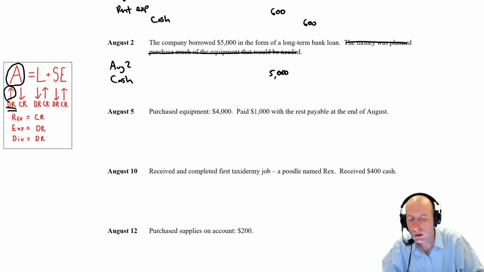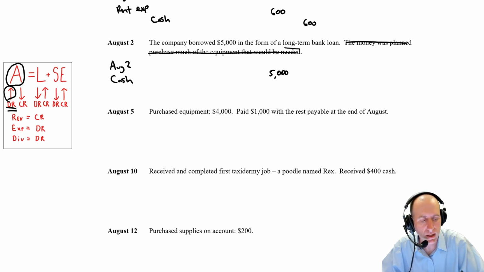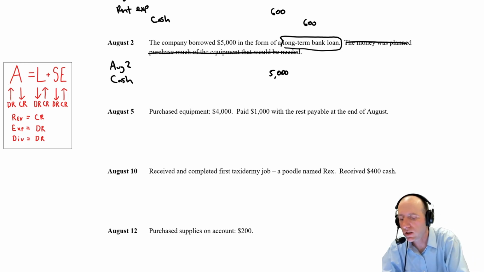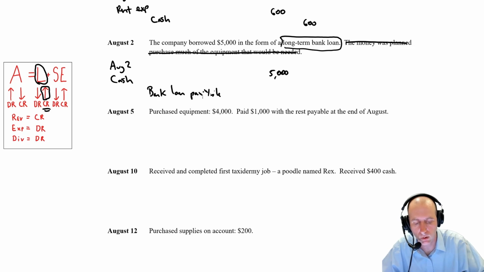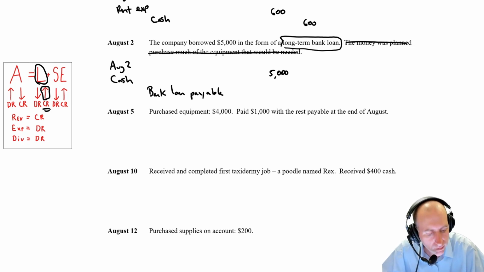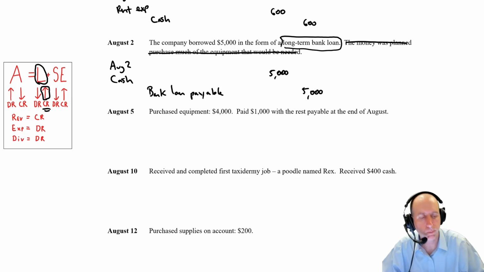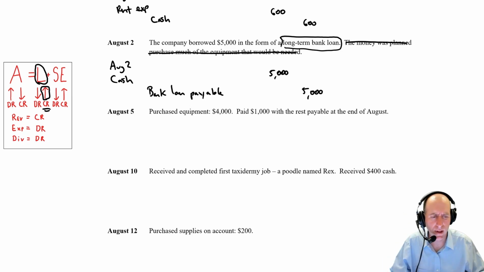The credit, well, what's the other piece of this? It's long-term bank loan, right? We have a liability here. Yesterday we had 0 bank loans. Today we have $5,000 worth of bank loans. Our liability is indeed increasing. That means we need to credit bank loan or bank loan payable. I always like the word payable at the end of my liabilities. Payable. There we go. $5,000. Okay. I think we're doing well.